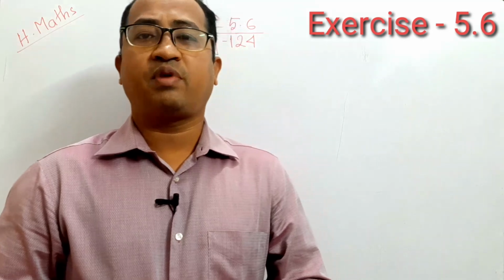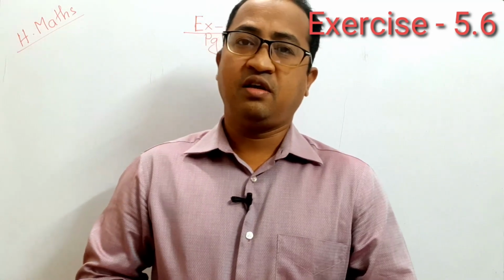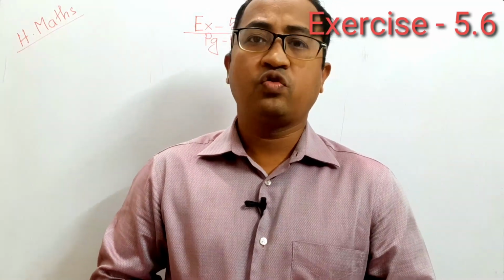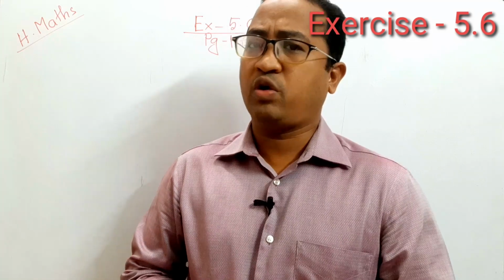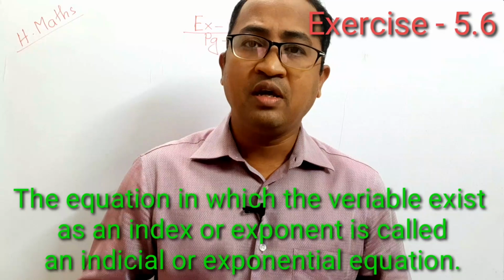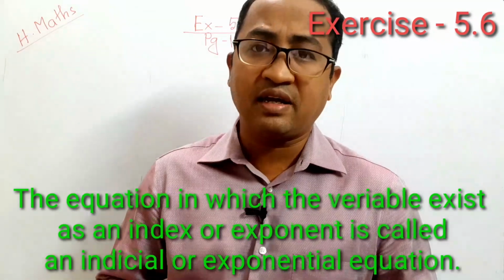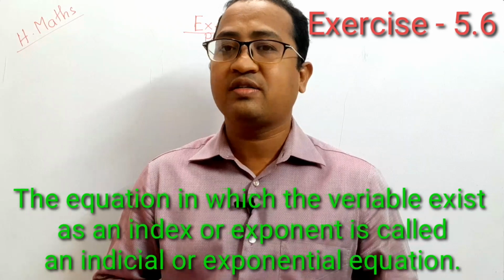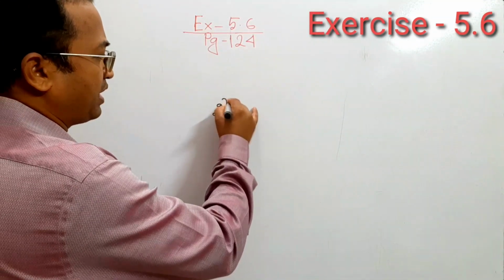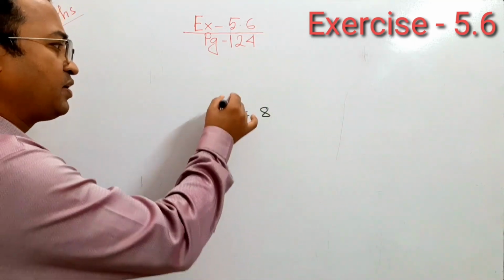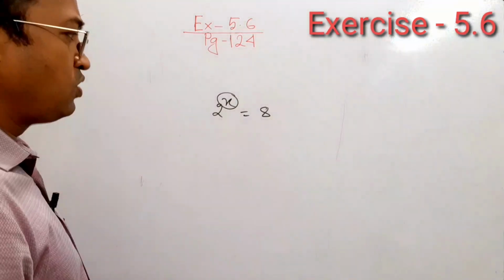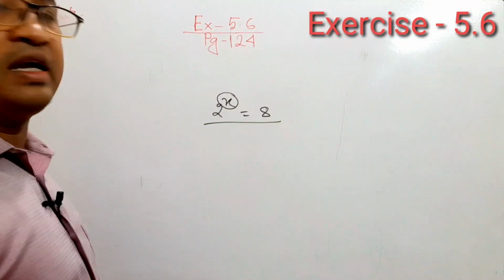Today, I will discuss your higher math exercise 5.6. This is the system of initial equations of two variables. At first, I want to discuss what an initial equation is. The equation in which the variables exist as an index or exponent is called an initial or exponential equation. That is, 2 to the power x is equal to 8. Here the variable x exists as an index of base 2. So this equation is known as an initial equation.